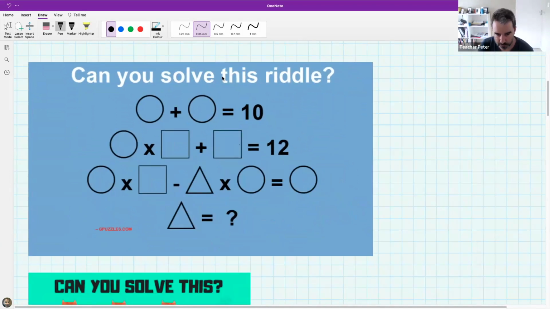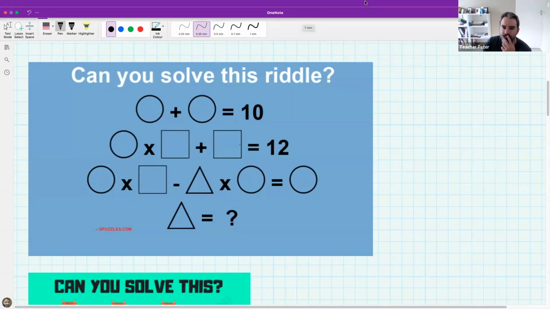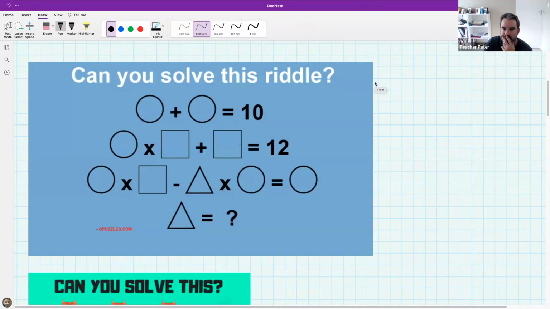Okay, see if you can solve the puzzle. How much is a triangle worth? Can you solve the riddle? That is your puzzle for today. So let's start with circles. How much is the circle going to be worth?